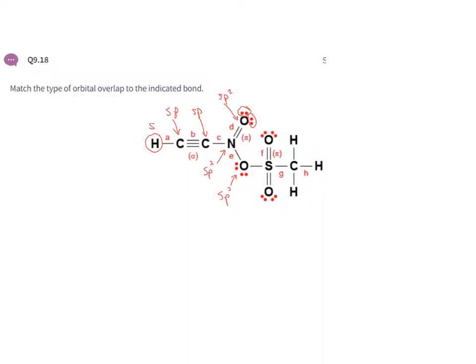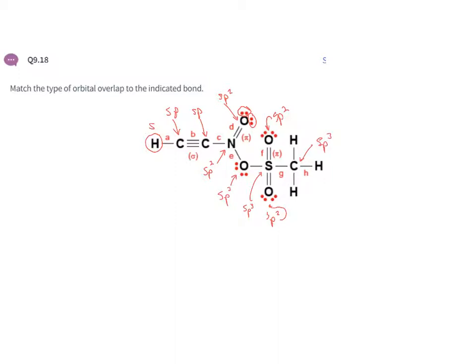The sulfur has 4 electron domains, all bonding domains, so sulfur would also be sp3 hybridized. Both of the oxygens, just like the previous oxygen in a double bond, will be sp2 hybridized. And then the last carbon has 4 electron domains, and based on that, it would be sp3 hybridized.